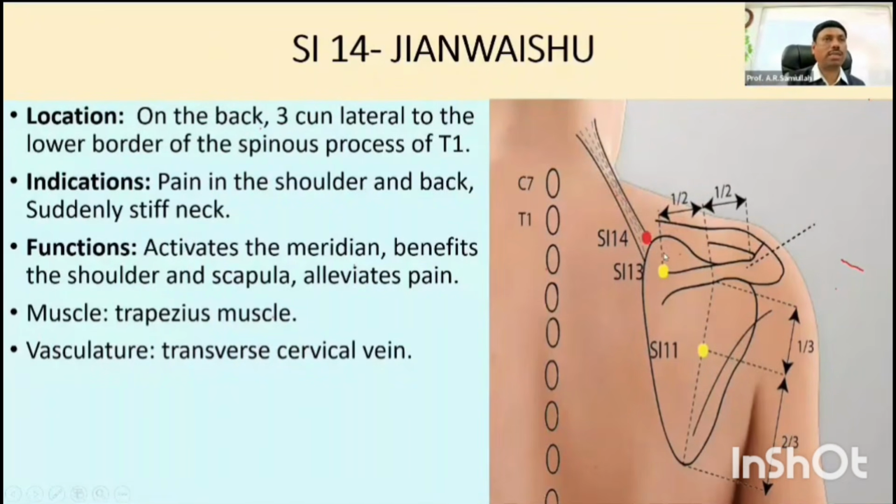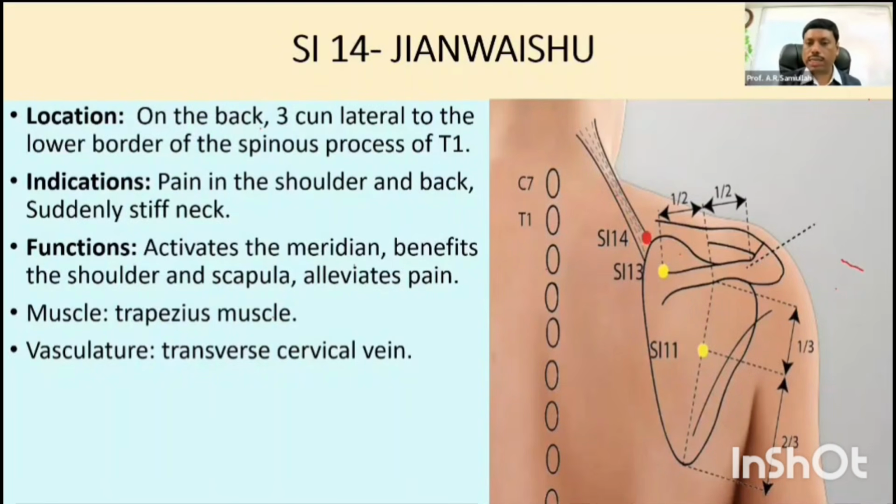There are 3 points existing: Chu Yuan, Tian Rang, and Qian Qing. GB21, Sanjo 15 and SI13. These 3 points are on the same shoulder area, and related issues can be treated here. But these points are non-command points. It works on the particular adjacent area to treat that illness.